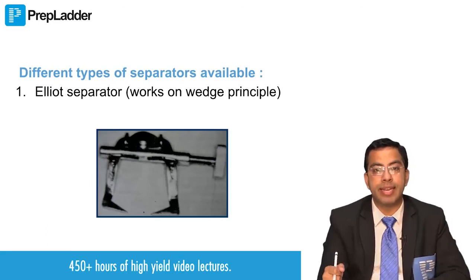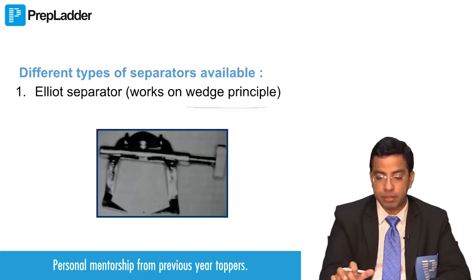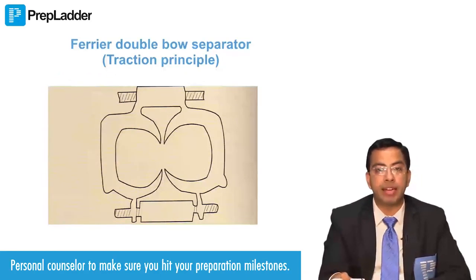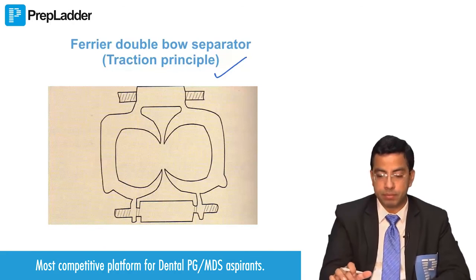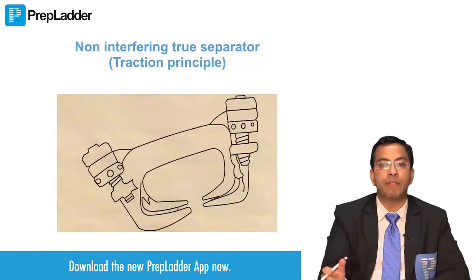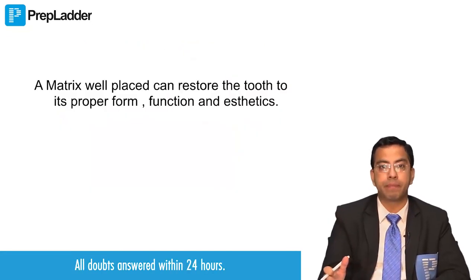One is called the Elliott separator, which works on the wedge principle. Then you have the Ferrier double bow separator, which works on the traction principle. Then you have the non-interfering true separator, which works on the traction principle.